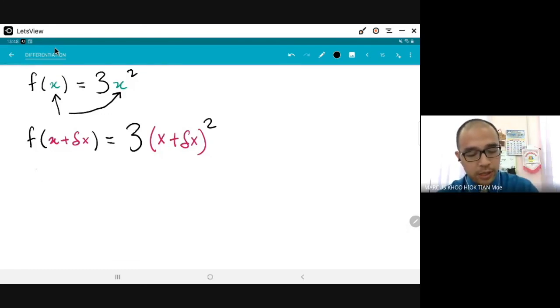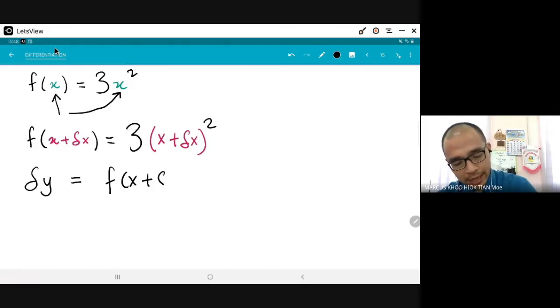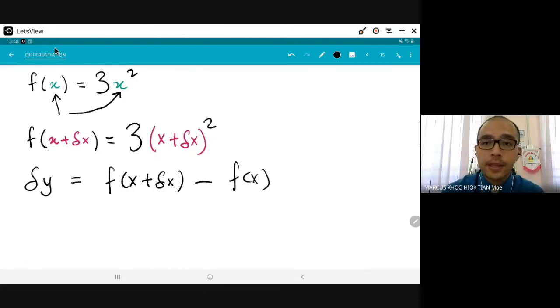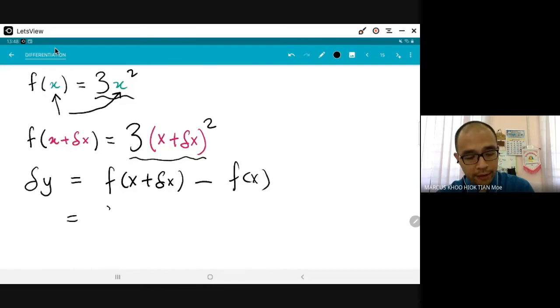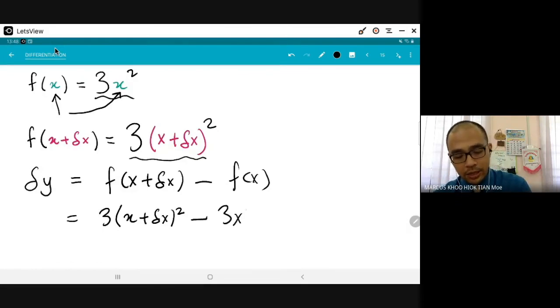According to the first principle, del y is f(x plus del x) minus f(x). So kita ambil, we take this and we minus with this. So we get 3(x plus del x) squared minus 3x squared. Okay with me so far? Alright. So now our big problem is inilah kan?